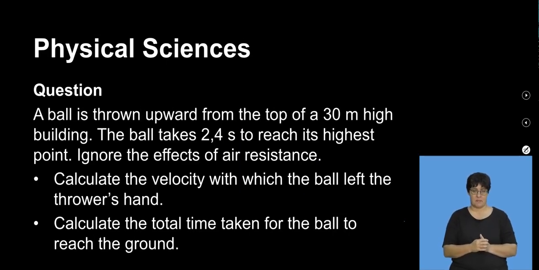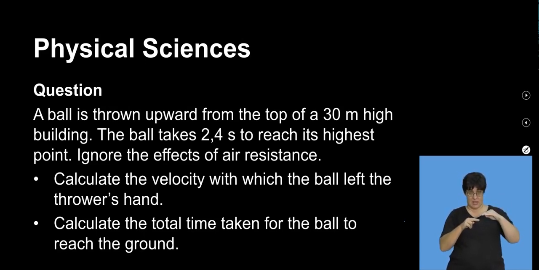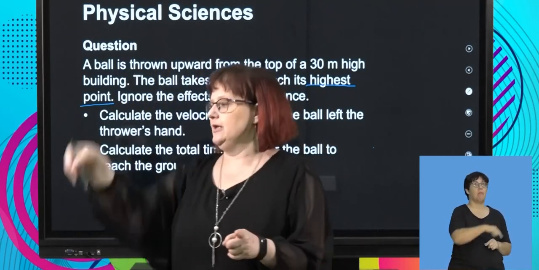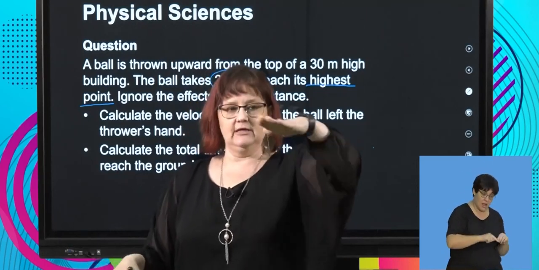Now we have things that are slightly different. Now they say a ball is thrown upward from the top of a 30-meter high building. The ball takes 2,4 seconds to reach its highest point. You must read these times carefully because a lot of you are going to read this and go, that's the time it took to get to the ground. It's not. So here's the building.